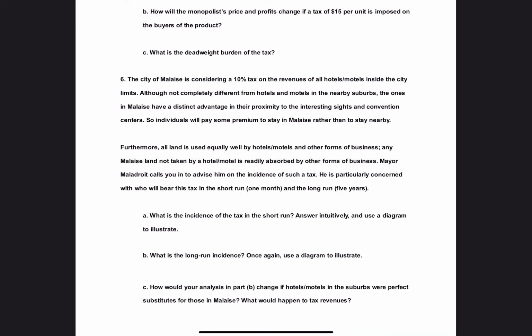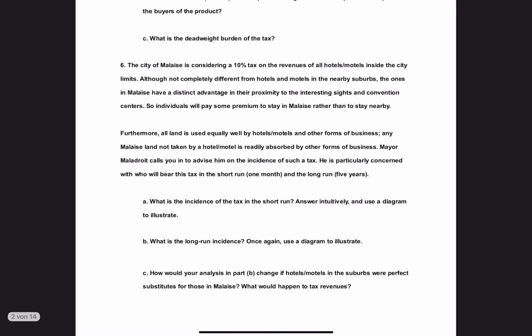Okay, let us continue with the exercise description. Furthermore, all land is used equally well by hotels and motels and other forms of businesses. Any Malaise land not taken by hotels and motels is readily absorbed by other forms of businesses. The mayor of this city calls you to advise him on the incidence of such a tax. He's particularly concerned with who will bear this tax in the short run, so considering several months, and the long run, so considering several years.